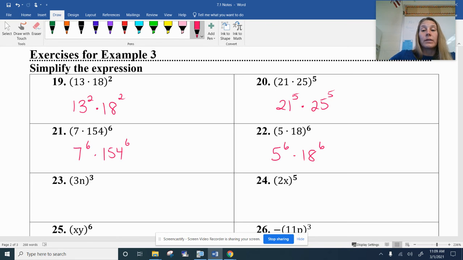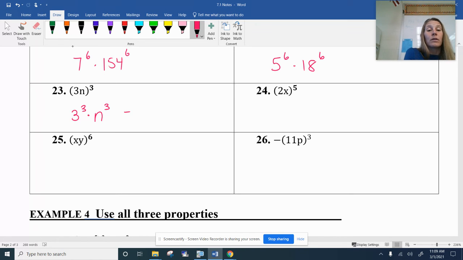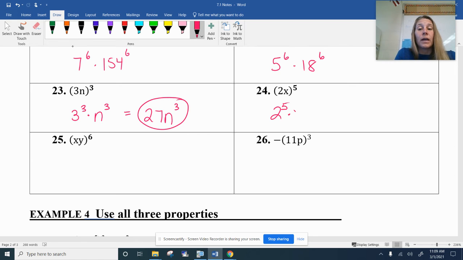So now let's apply this to some problems with variables as well. So this one we would have 3 to the third times n to the third. 3 to the third isn't too big, so we're going to do that on our calculator. 3 times 3 times 3, or 3 cubed, and you get 27, and then you need your n to the third. For 24, you would have 2 to the fifth times x to the fifth. 2 to the fifth can be worked out on your calculator. You can get 32 times x to the fifth.